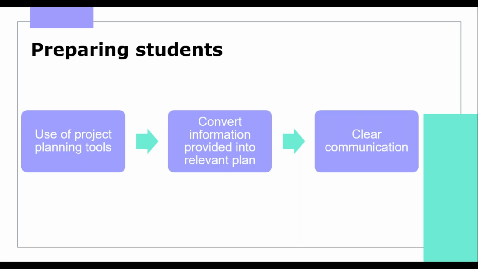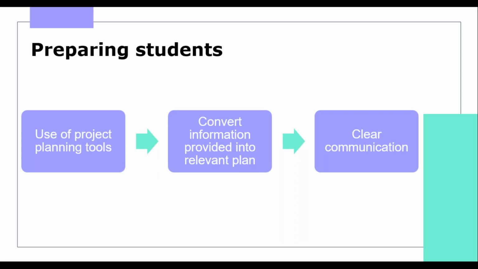Have them follow the plan to see how accurate their timescales are and how they might need to adapt a plan and the impact of this. There are loads of example case studies of projects that have failed due to bad planning, so use these to show students how easily bad planning can cost a project its failure. Convert information provided into relevant plan. Can your students include any additional information to make the plan clearer?